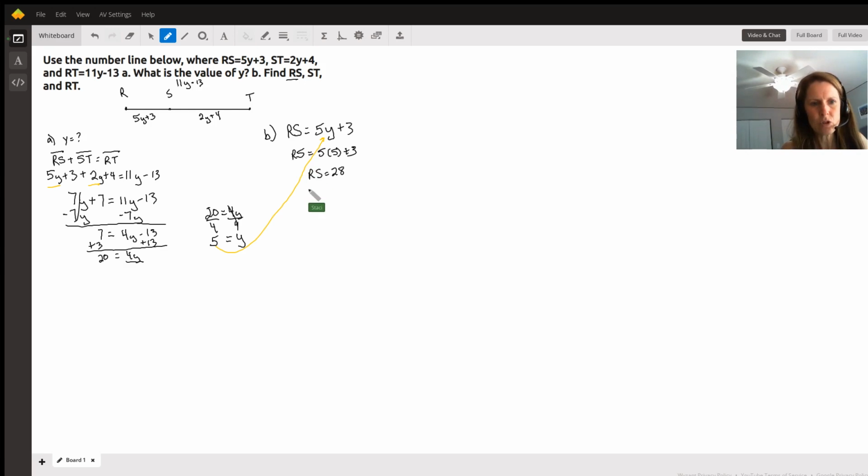Now we'll do the same strategy for line segment ST. The equation for ST is 2y plus 4. We'll plug y in. y was 5. 2 times 5 is 10 plus 4. So ST is 14. So now we have two choices. We can either use the equation for RT and plug y in, or we can just add RS and ST together to find the length of RT.